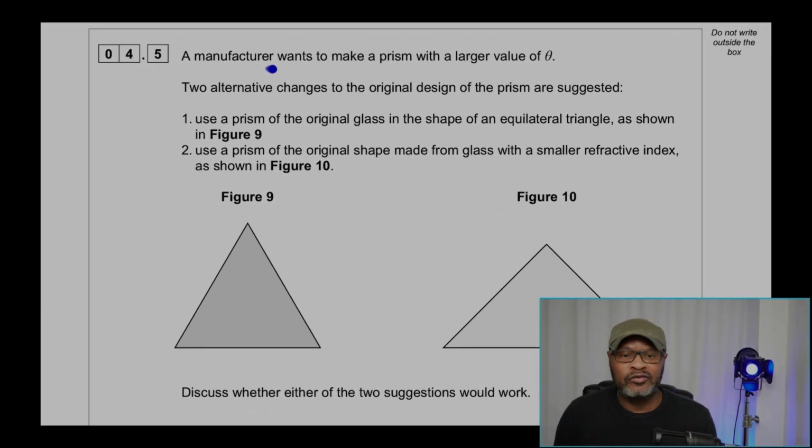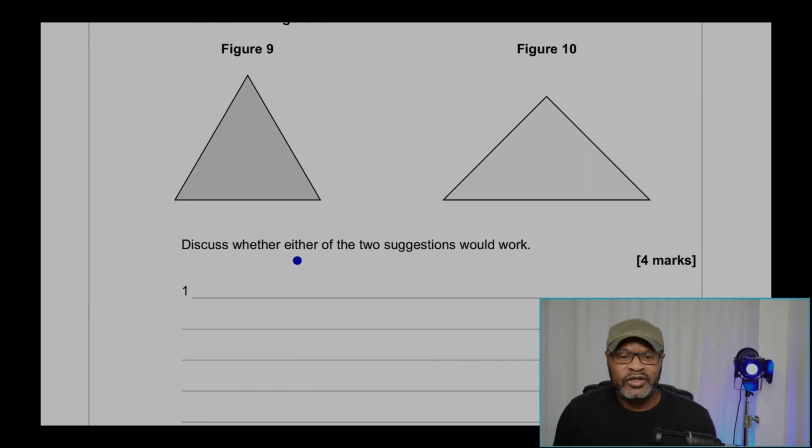A manufacturer wants to make a prism with a large value of theta. Two alternative changes to the original design of the prism are suggested. 1. Use a prism of the original glass in the shape of an equilateral triangle as shown in figure 9. 2. Use a prism of the original shape made from glass with a smaller refractive index as shown in figure 10. Discuss whether either of the two suggestions would work.